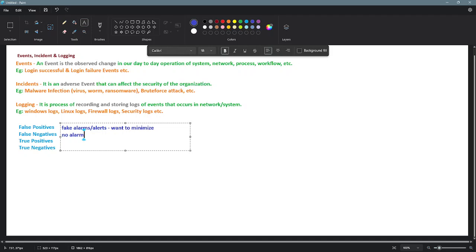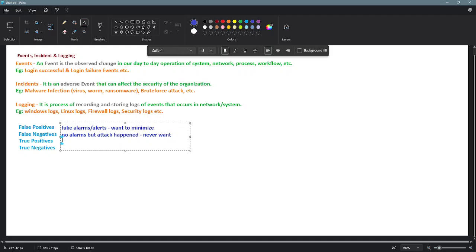If we talk about there being no alarms, but an attack happened, this is something a company never wants. Okay, after that there is something called a true positive.